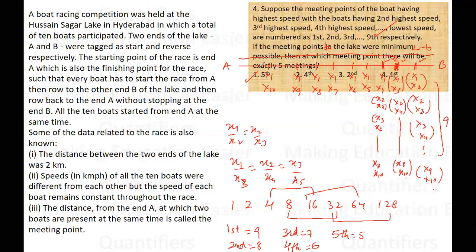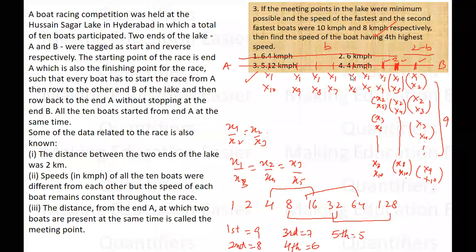So I'm just superimposing the meeting points of all the other boards on the 9 meeting points of the fastest one. That can happen, and we just saw that by taking the ratios. If you just take the ratio, let's say 1, 2, 4, 8, 16, that can happen.